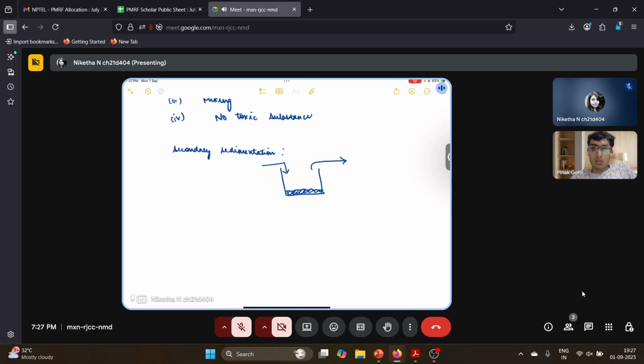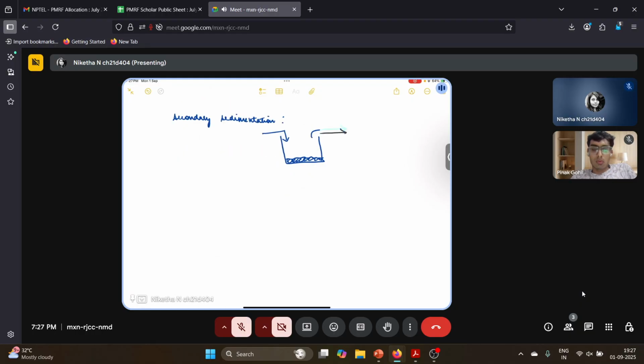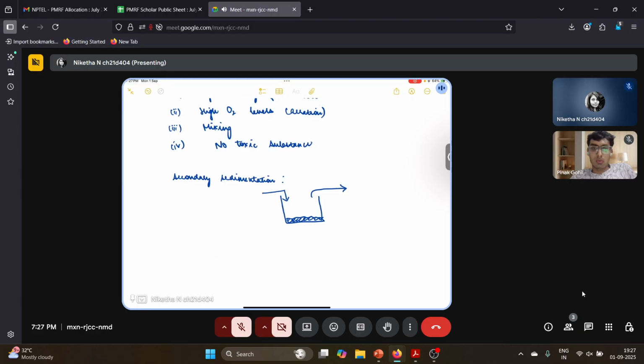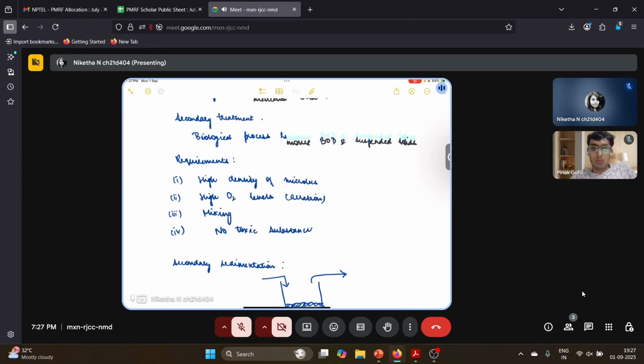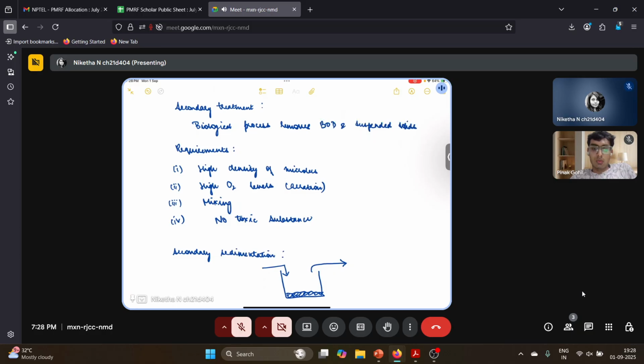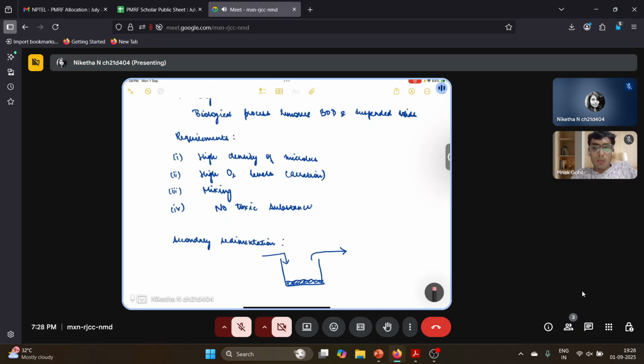So till now we have seen up to secondary sedimentation. Once the sludge is removed, the clear water is separated. And why we require this is because after the secondary treatment process, a lot of solids or sludge will be generated. This is mostly just dead bacterial cells. The bacteria will feed on the organic matter and multiply. Once it reaches the end of its life, it will die, and that's when sludge is produced.